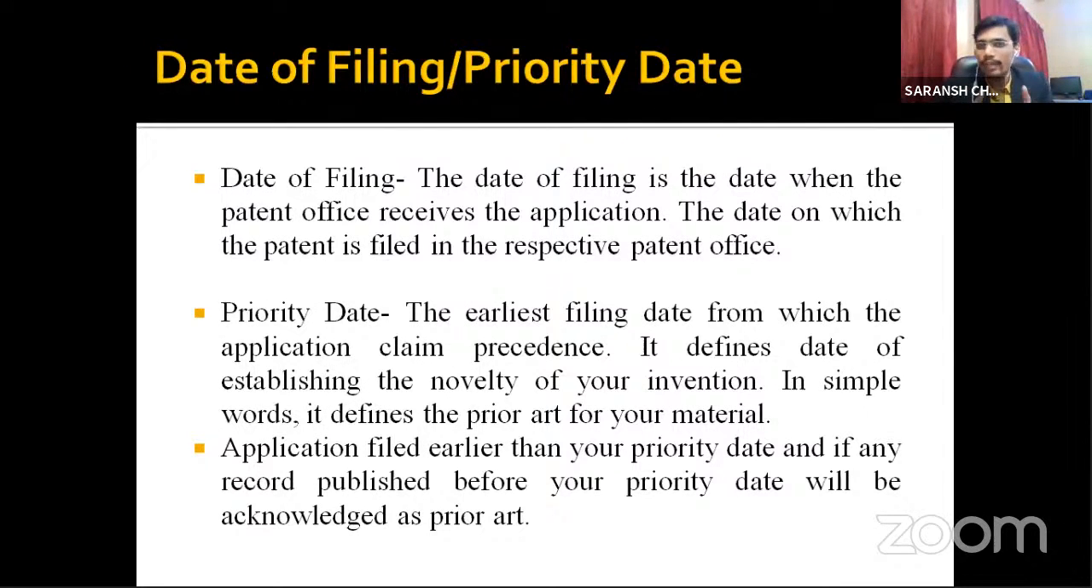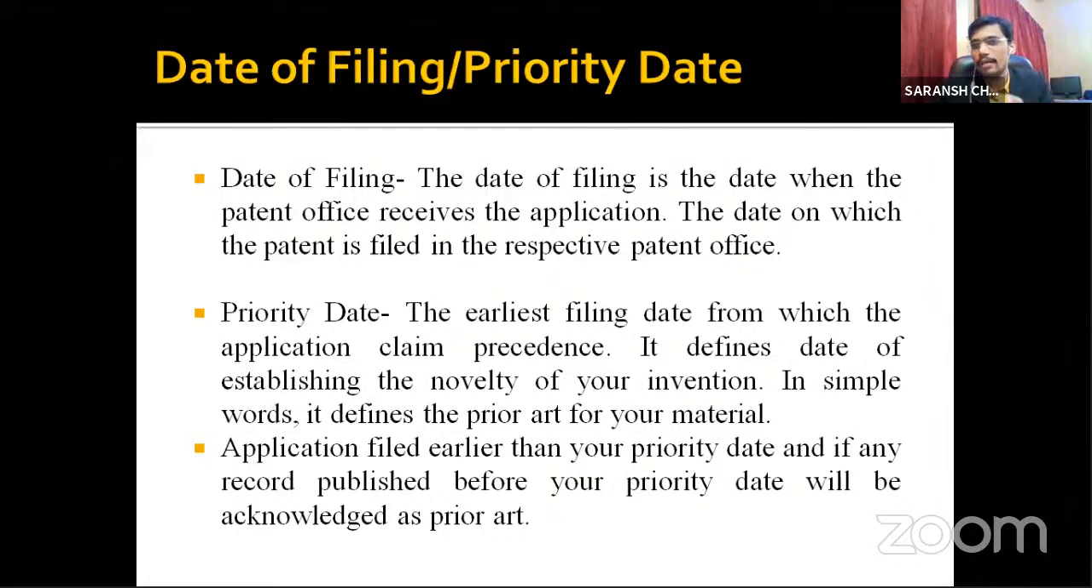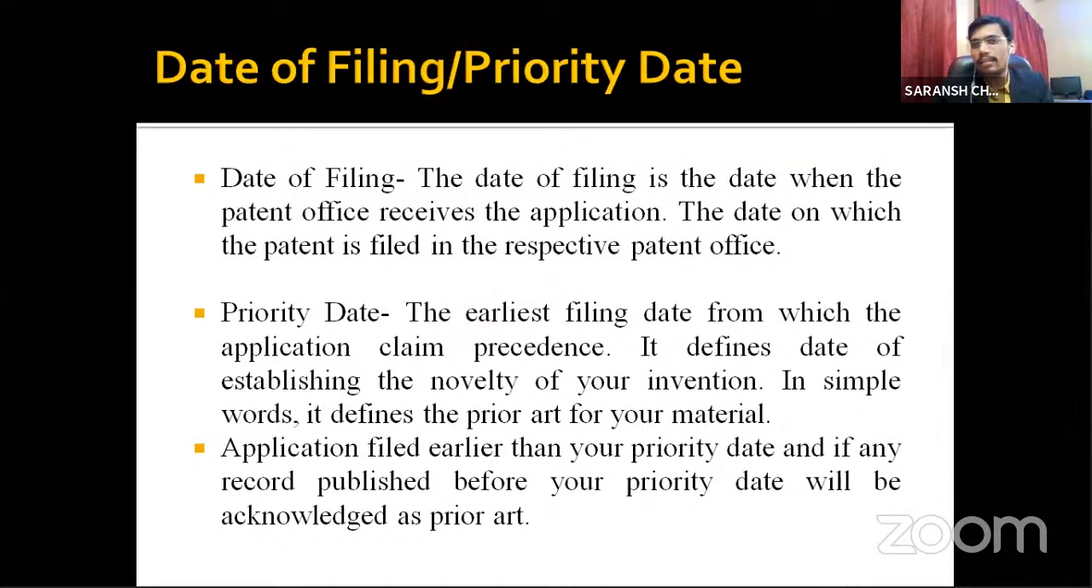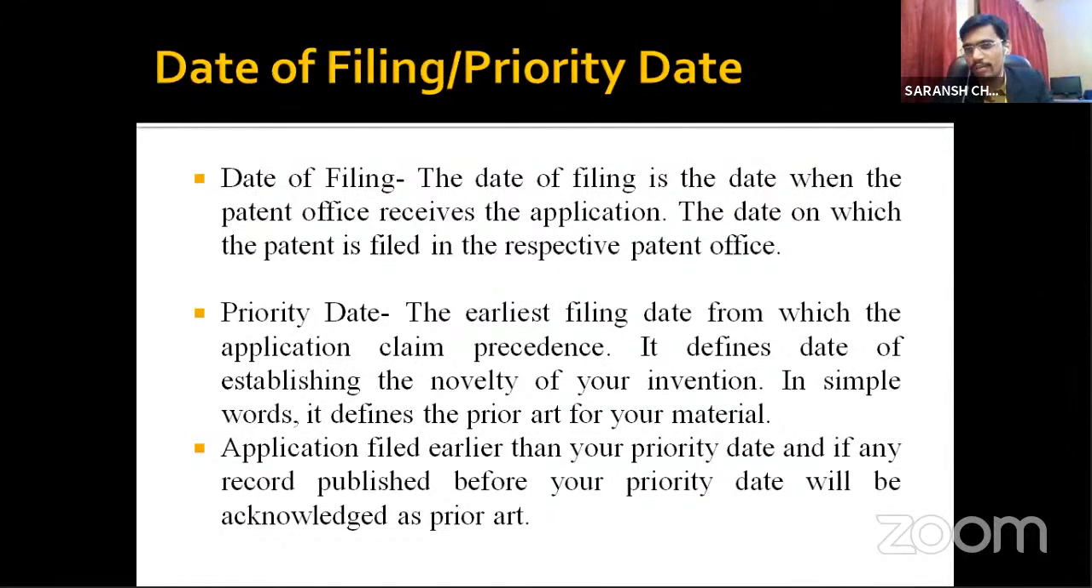Priority date will establish your invention novelty, which means you are claiming that before 1st January 2021, as I gave you an example, this invention was not preconceived and this invention is new. So if somebody went to the patent office, let's say on 1st February, you can come and say that since I filed on 1st January and the invention that you are filing on 1st February is the same as mine, since I have filed earlier than you, I will have the priority. This is the basic concept. I think this is a simple general basic concept of date of filing and priority date.